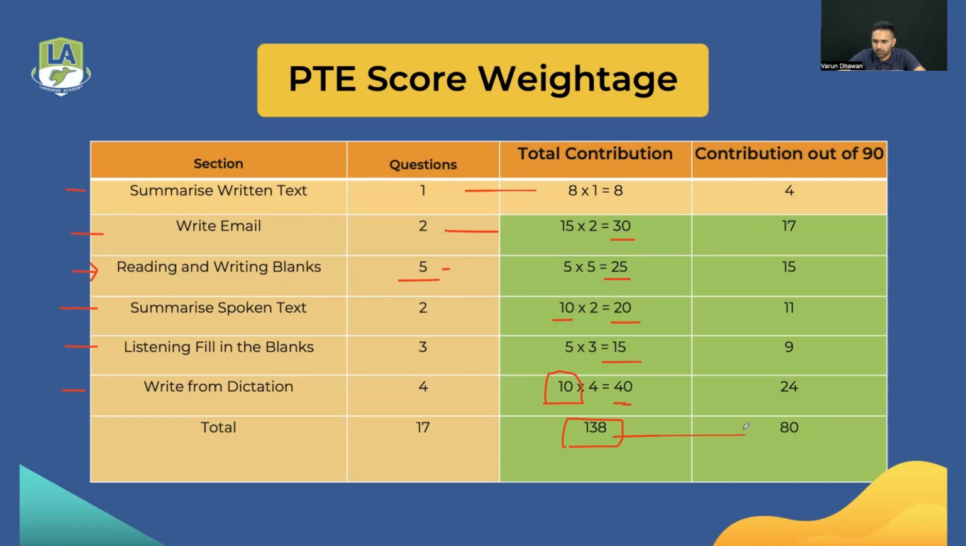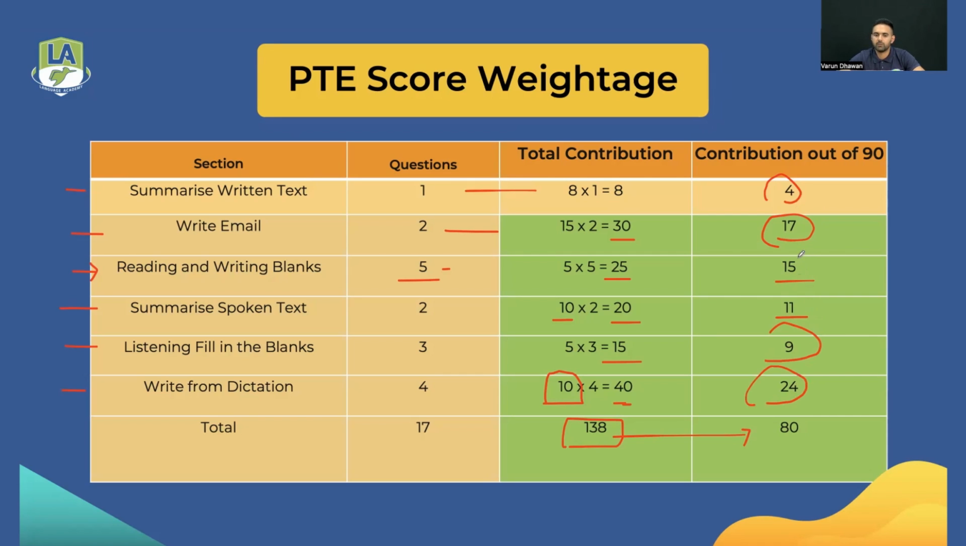And if we take it out of 80, it's around 4 to 5 points, I would say, from summarize written text. Around 17 points from email if you get two emails. 15 to 16 points from reading and writing blanks, around 11 points from summarize spoken text, 9 to 10 points from listening fill in the blanks, and around 24 points from write from dictation.